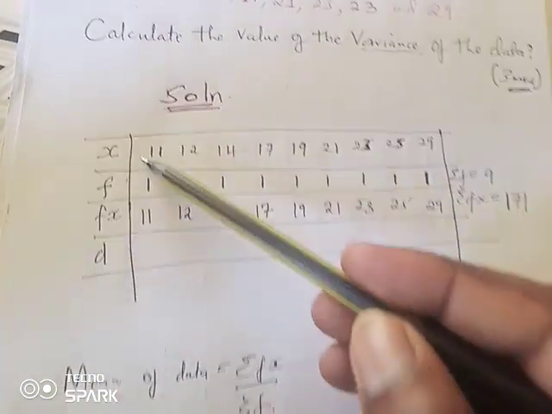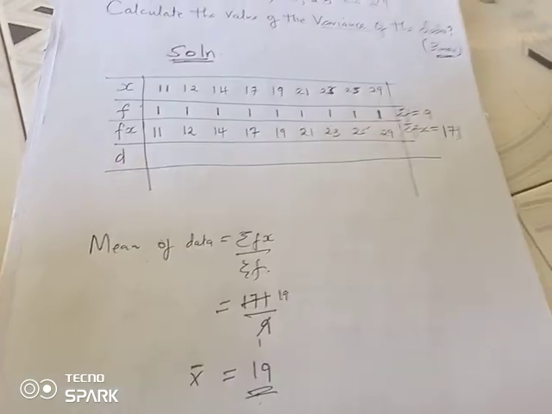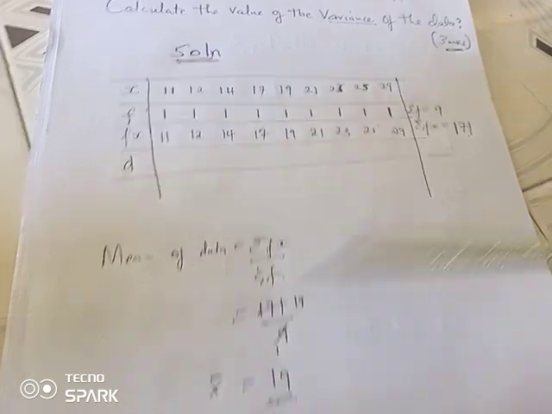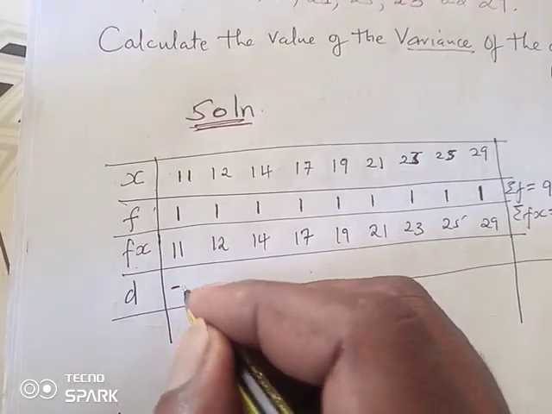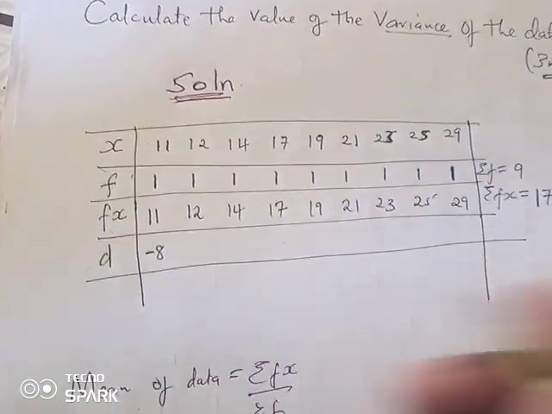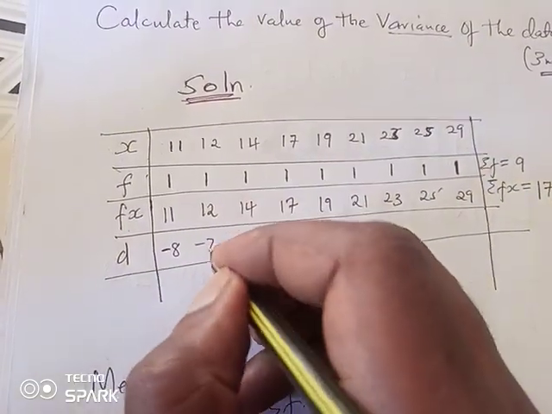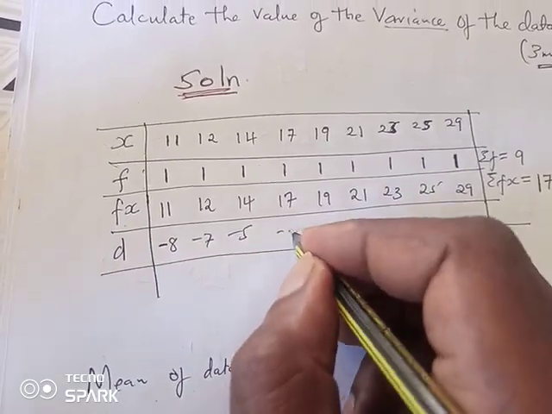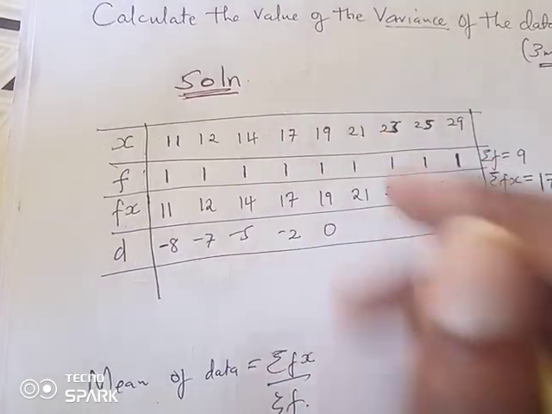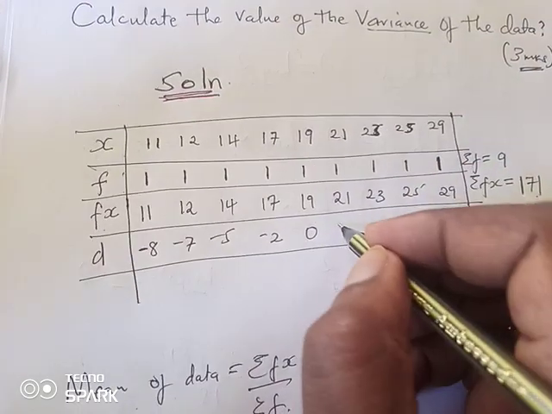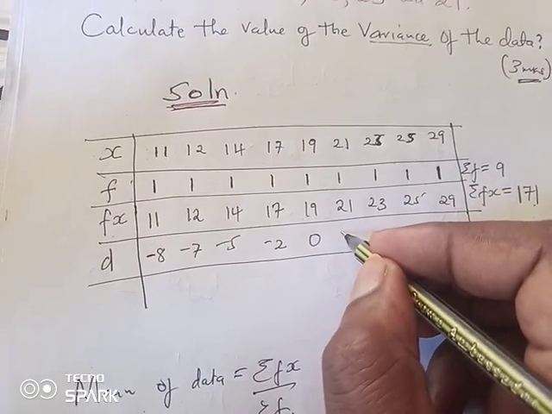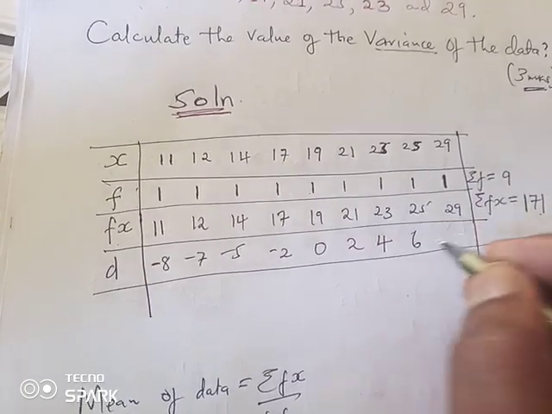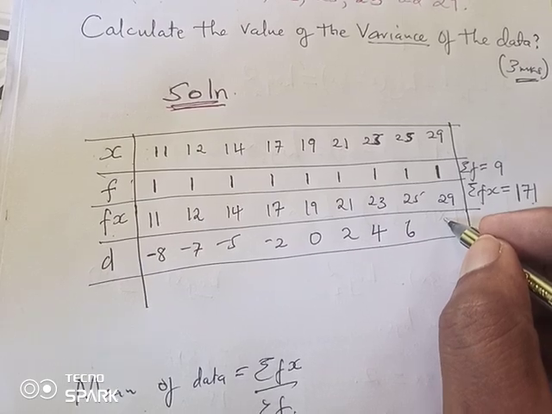So that is 11 minus 19. We shall get negative 8. So filling that column, we shall get negative 7, negative 5, negative 2, 0, because 19 minus 19 is 0. Here we shall get 2, 4, 6, and finally 10.